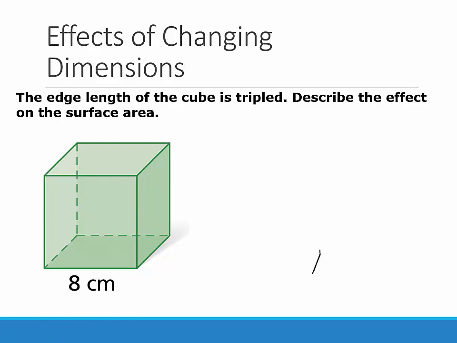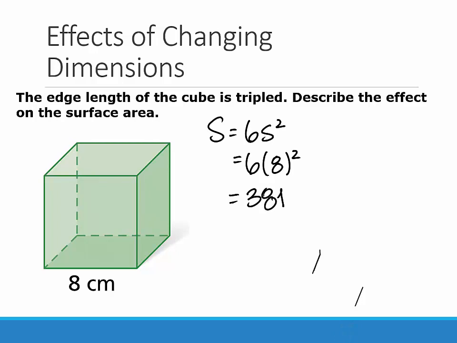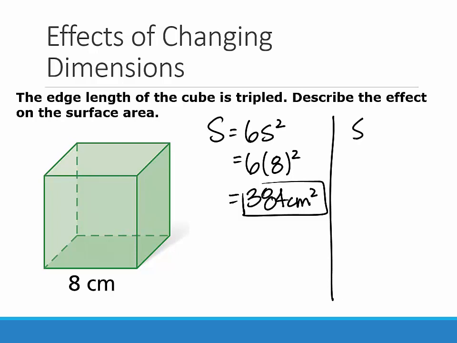So remember, if we have a cube, the surface area is 6 times the side squared. So let's find the surface area of this. The side length is 8. We can do 64 times 6, which gives us 384 centimeters squared. This is the original surface area. Now we're saying that this is tripled. So instead of 8, the new one is 24.